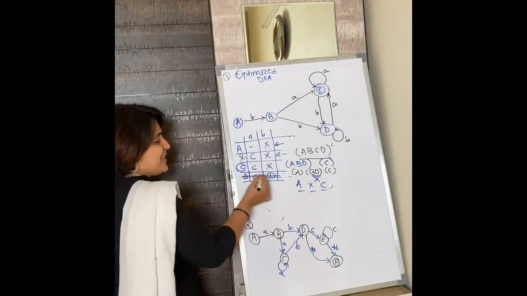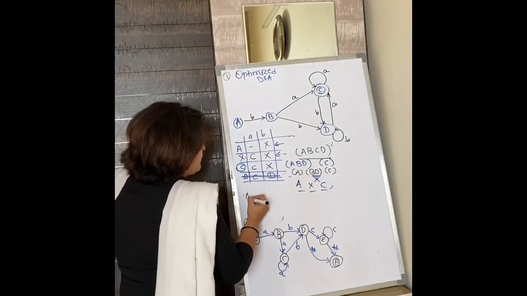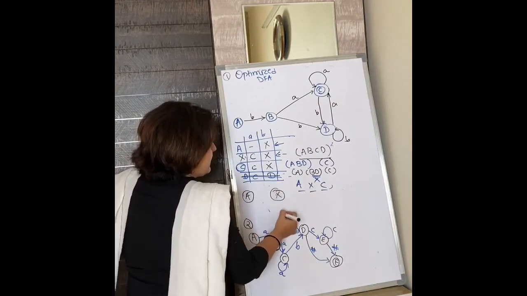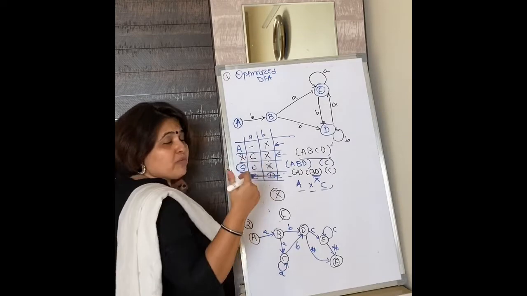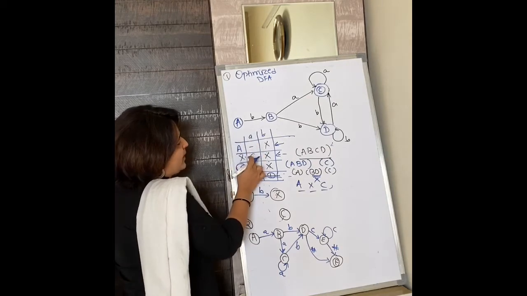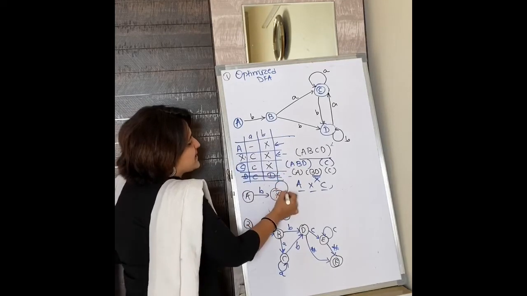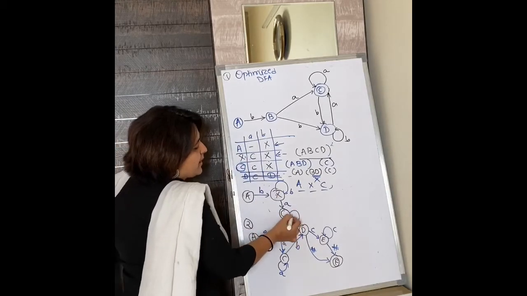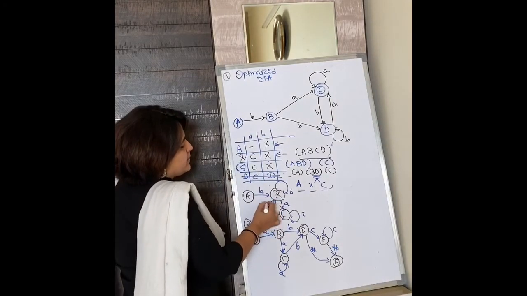So if I draw the equivalent DFA, how am I going to draw that? It is going to be drawn as set A, set X and set C. Okay. Now what is going to happen? From A, if you input small a, you will reach nowhere. But if you input small b, you will go to X. From X, if you input small a, you will go to C. If you input small b, you will go to X itself. Okay. From C, if you input small a, you will go to C. If you input small b, you will go to X.